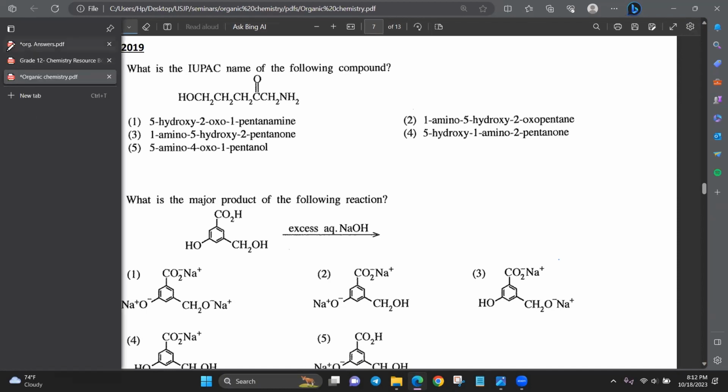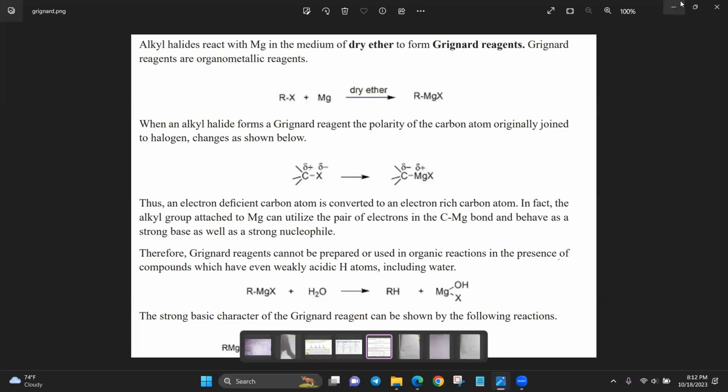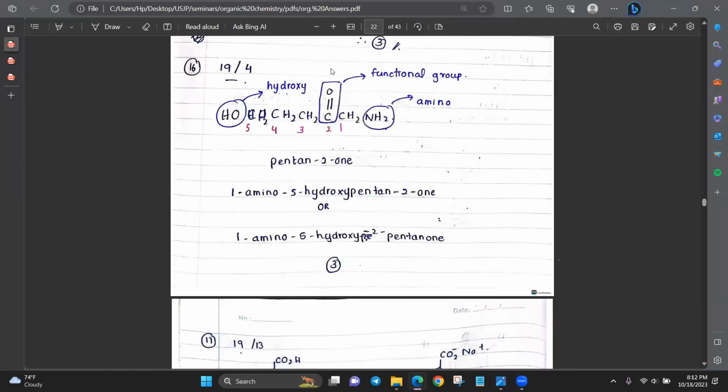IUPAC name of this compound. Let's see. Right now we have the compound. What's the first step I said? Check the functional group and check the priority order of the functional group. According to the priority order, this is the highest priority functional group. That means it should get the lowest possible number when we are numbering the longest carbon chain. If we name from here, this will not get the lowest possible number. So we are naming from here.